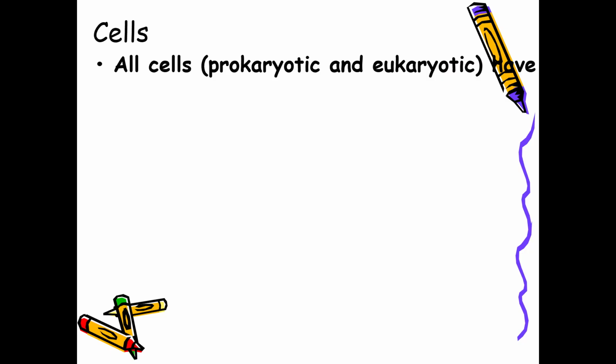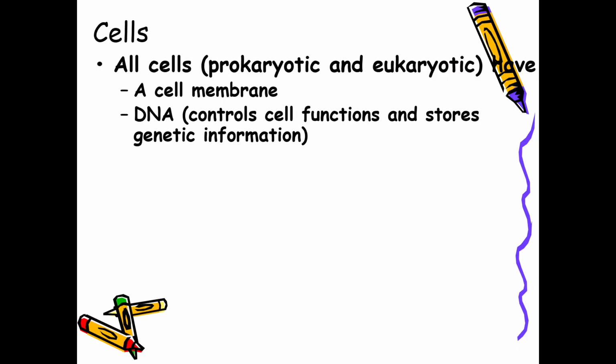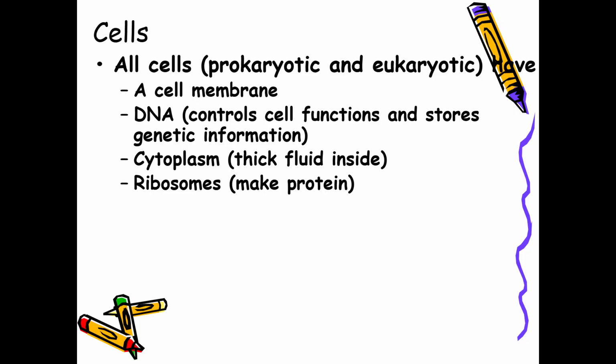All right, so all cells, prokaryotic and eukaryotic, have a cell membrane, DNA, and cytoplasm. You should have this written down from our first set of notes already. And if you don't, make sure you add it. But if you already have it written down, you don't have to write these down. You did not have written down that ribosomes are in all cells. So I would like you to write down all cells have ribosomes. Ribosomes is this word here.